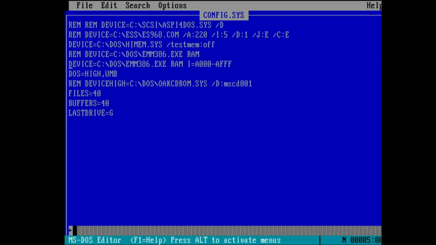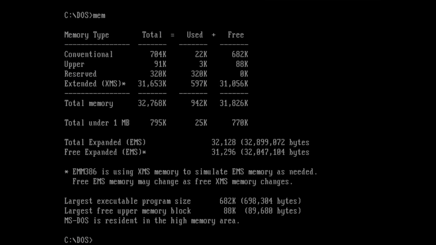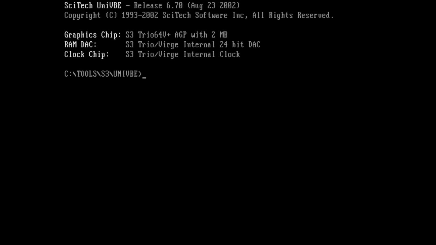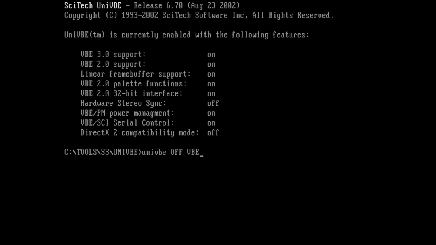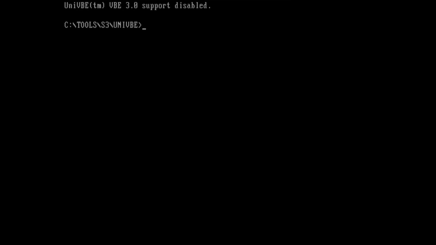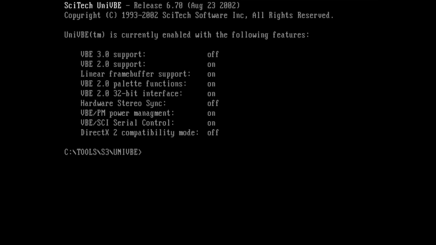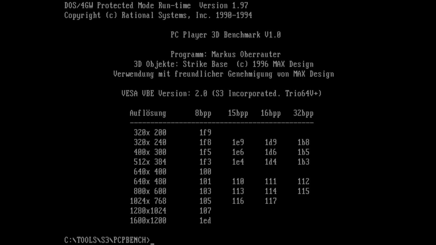So let's restart the system again with our EMM386, including A000 to AFFF. Then let's load UniVBE and then PC Player Benchmark. Yes, we have again 704 kilobytes, so our VGA graphics memory is now used by EMM386. So let's install UniVBE and let's just disable the VBE 3.0 support again. Okay, support disabled. So this is exactly what we had before. Let's quickly verify that we have all our modes in PC Player Benchmark.